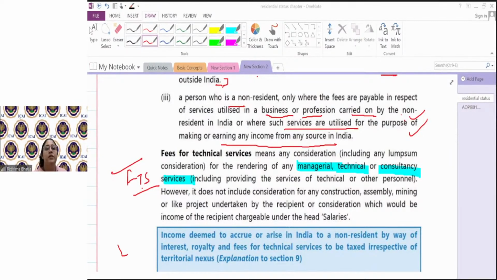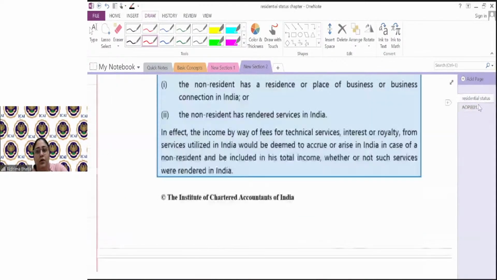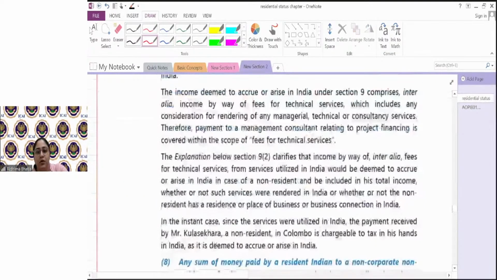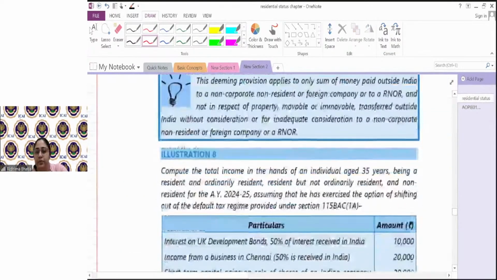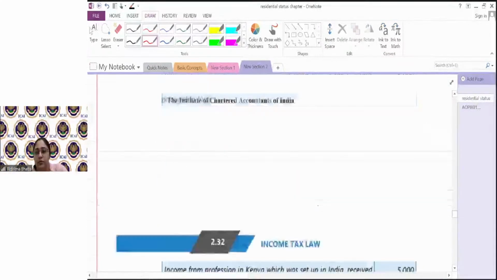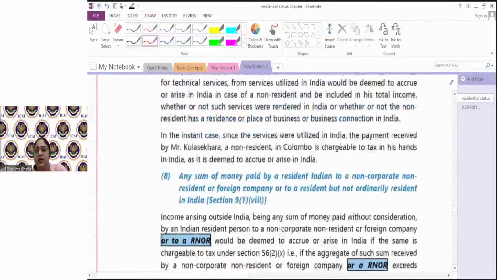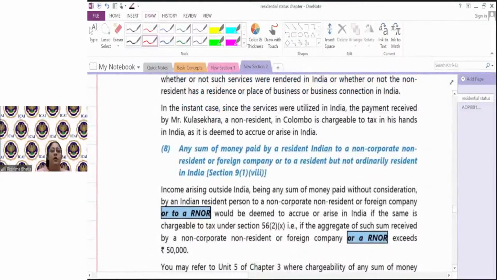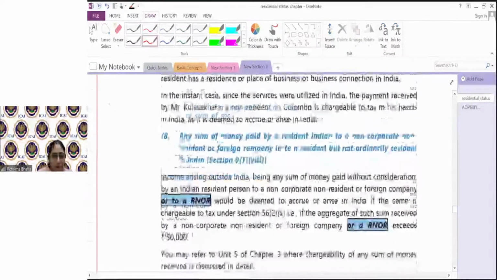Okay. So I believe interest, royalty, and fee for technical services are completely clear, correct? Sure. Great. Now, one last point remains: when would income be deemed to accrue or arise in India? Absolutely the last, and this point was added a couple of years back, and now it is amended also.